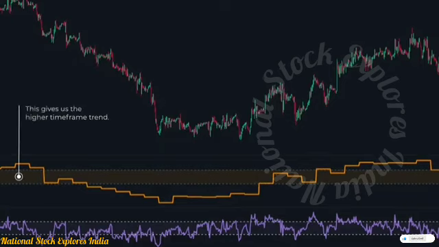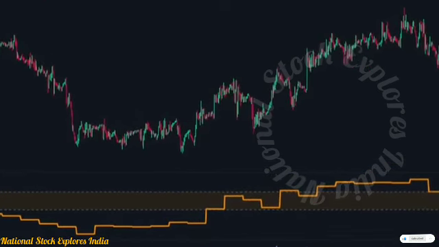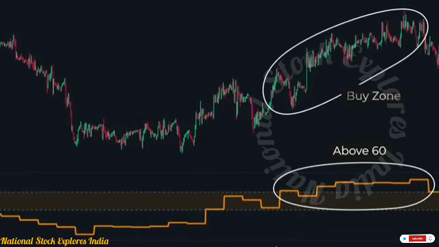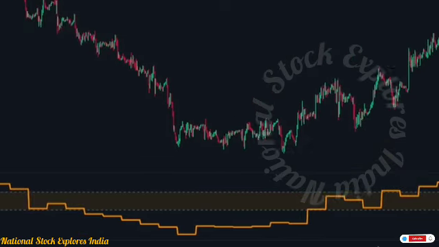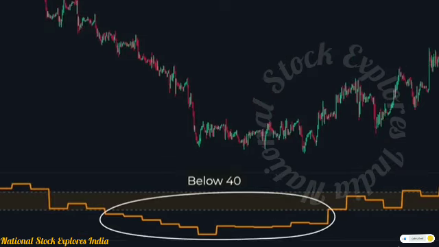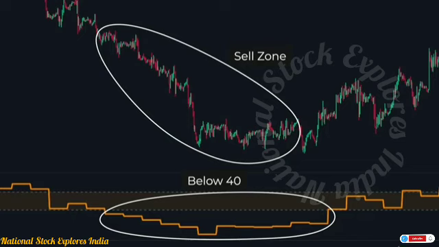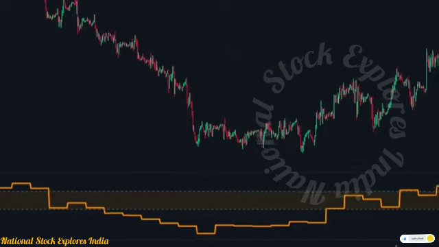Now, the orange RSI will help us identify the market trend on a higher time frame. If the RSI is above 60, the price is considered to be in an uptrend. Therefore, we will look for buying opportunities. Similarly, if the RSI is below 40, the price is considered to be in a downtrend. So we will look for selling opportunities.